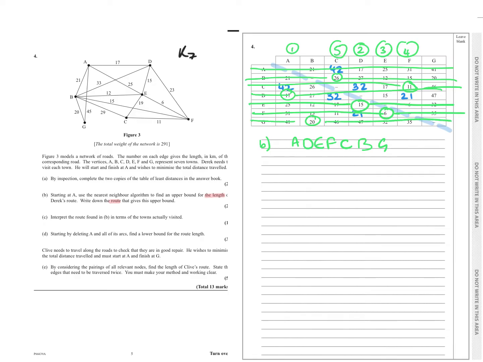Okay, so now I've written this down. Remember, we then have to go back to A. Why do we have to go back to A? Because it's the nearest neighbour, and we still have to make a route, essentially. So we go back to A, so A to D, 17.